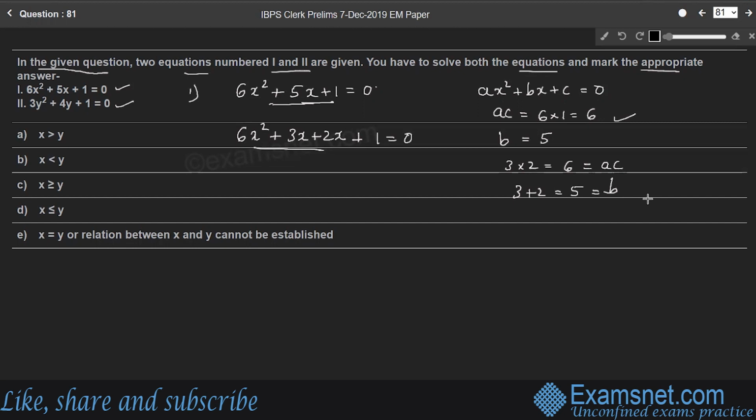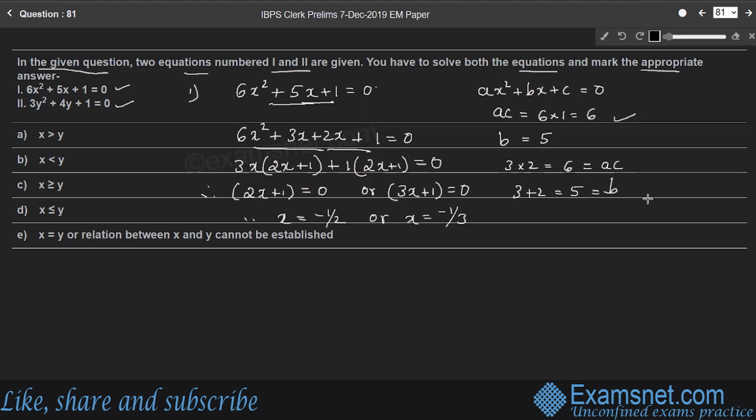Take first 2 terms where 3x is common: 3x into 2x plus 1, plus, in the last 2 terms, 1 is common: 1 into 2x plus 1 is equal to 0. Therefore, 2x plus 1 is equal to 0 or 3x plus 1 is equal to 0. Therefore, x is equal to minus 1 by 2 or x is equal to minus 1 by 3. Consider this as 1. Right?